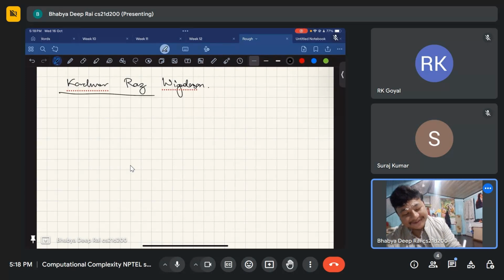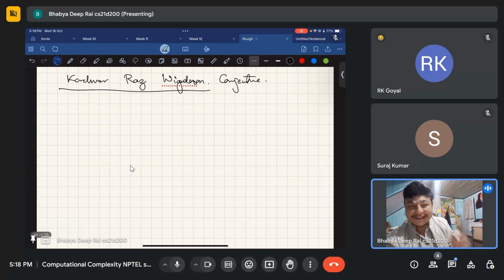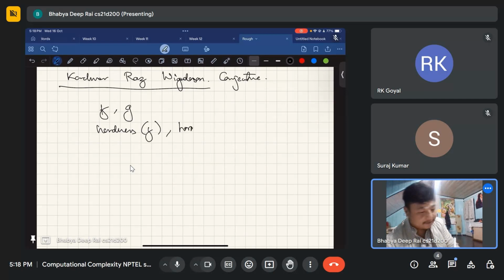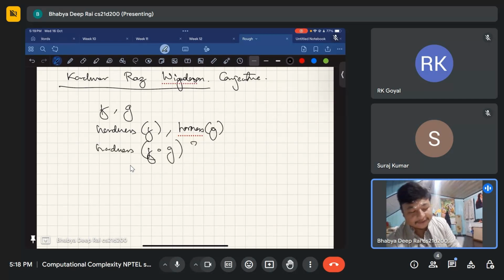Right. Good. So the KRW conjecture. What does the KRW conjecture say? The question is as follows. You have two functions f and g, and you have a hardness measure of f and a hardness measure of g. Now the question is you are computing f composed with g. How hard is it to compute the composition of functions? That is the question.